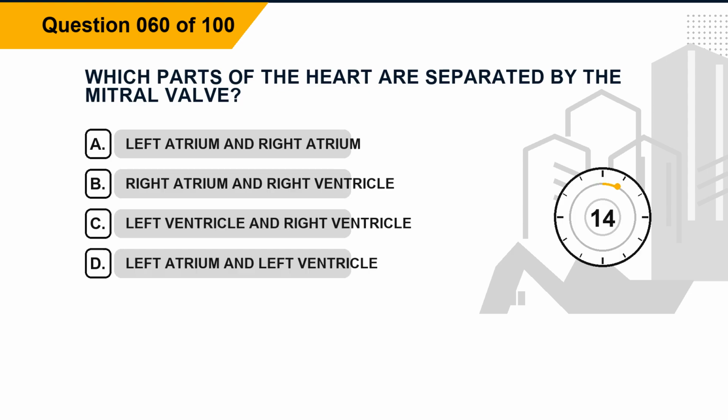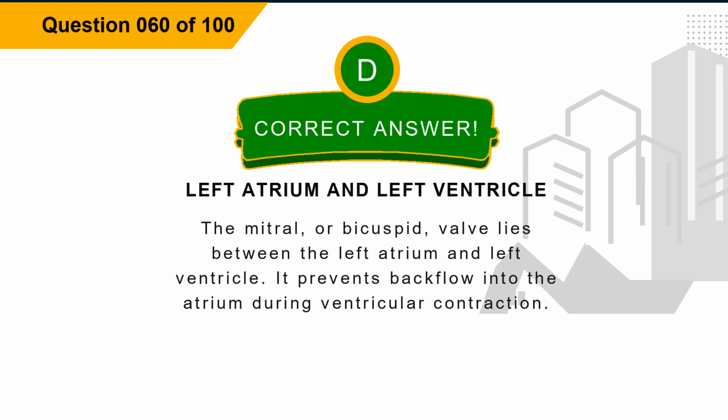Question 60. Which parts of the heart are separated by the mitral valve? Option A, left atrium and right atrium. Option B, right atrium and right ventricle. Option C, left ventricle and right ventricle. Option D, left atrium and left ventricle. The correct answer is option D, left atrium and left ventricle. Explanation: the mitral, or bicuspid, valve lies between the left atrium and left ventricle. It prevents backflow into the atrium during ventricular contraction.